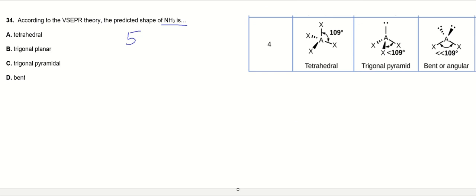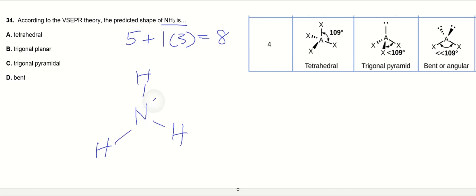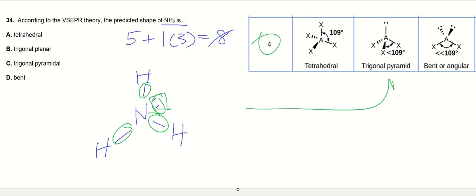According to VSEPR, another little structure. N is number 5. Hydrogen has 1 valence electron, and there's 3 of them. That's 8. Put nitrogen in the center. Put the 3 hydrogens around it. 2, 4, 6, 8. All right, we have 1, 2, 3, 4 electron regions, which is why I pasted this image next to this problem. We have 1 lone pair, so the answer is going to be a pyramid with a triangular base. Trigonal pyramidal. Let's see. Done. Last one.